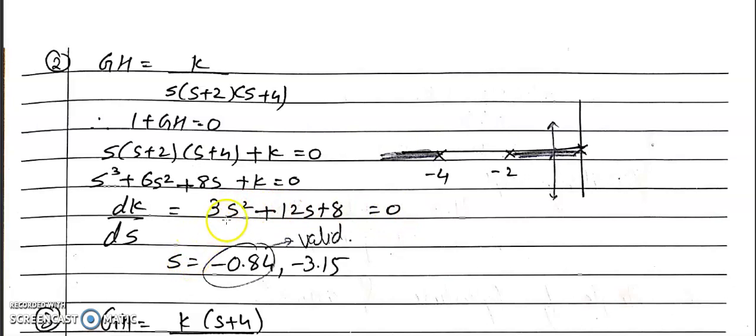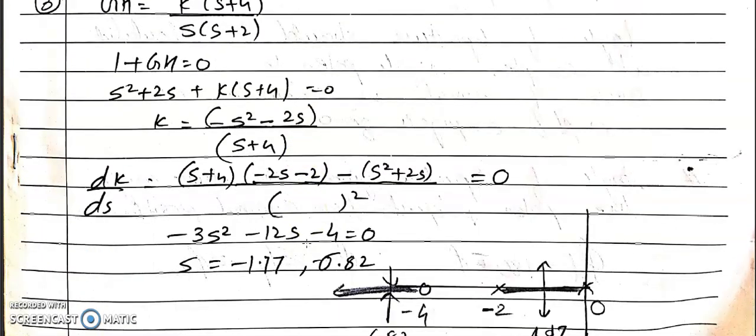This is your simple quadratic equation, so you can use your calculator for solving it. You will get s = -0.84 and s = -3.15. Now let us check. -0.84 is between 0 and -2, and here a root locus branch exists, so this is your valid breakaway point. Whereas -3.15 lies between -2 and -4, but between -2 and -4 the root locus branch does not exist, so hence it is not valid, right? Similarly you can calculate it for others.